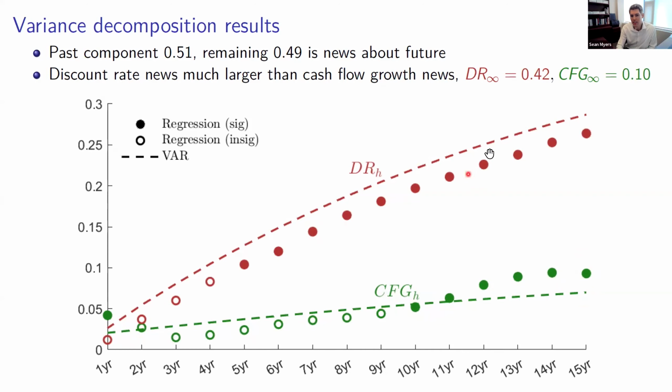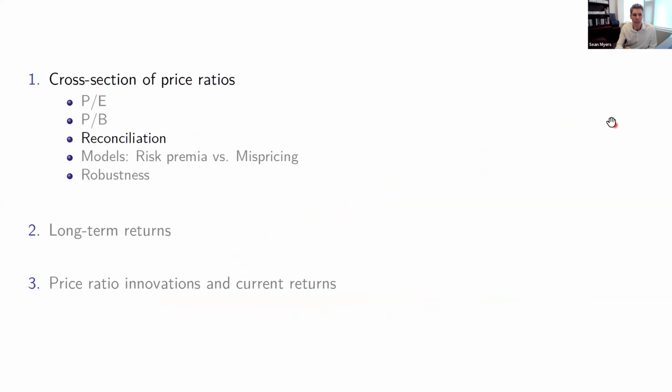Instead, quantitatively, the much larger component is that high price book ratios negatively predict future returns. And if we use this VAR estimate, what we find is that this accounts for about 40% of variation in price book ratios.